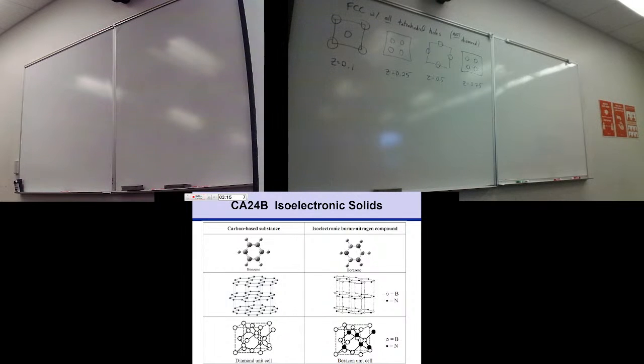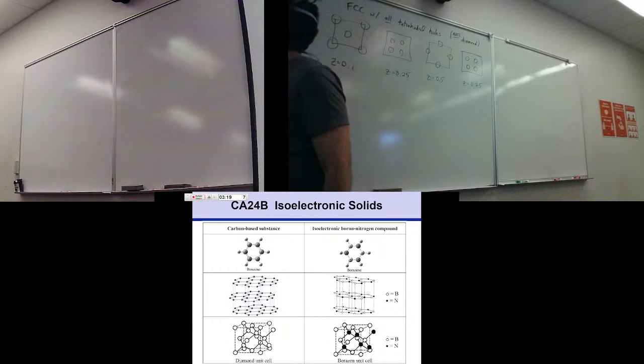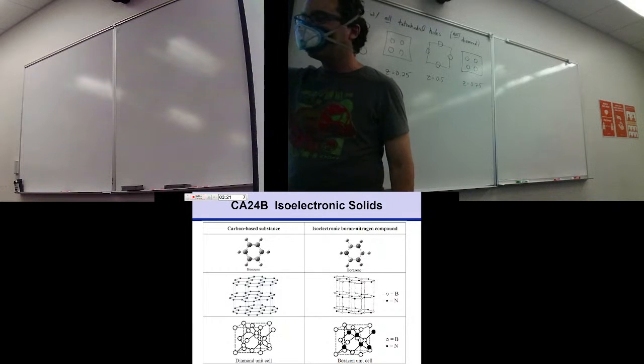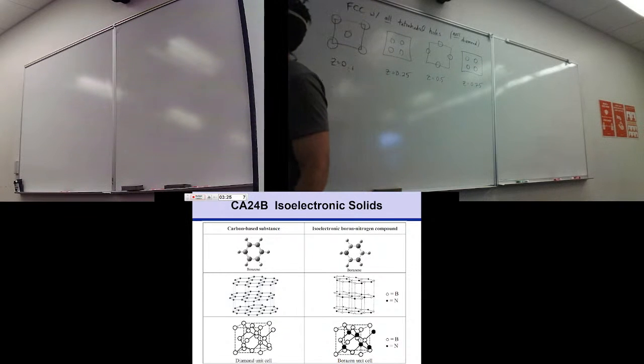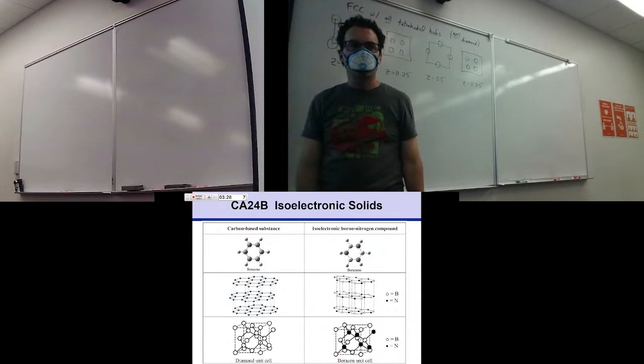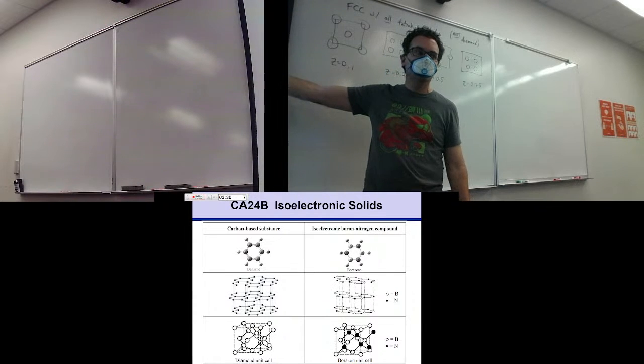So let's expand that. We'll go from simple molecules to more extended structures. This is graphite, which is basically carbon rings in this hexagonal format. Well, I could do the same thing with boron and nitrogen and make these hexagonal rings out of boron and nitrogen. And this stuff exists too.